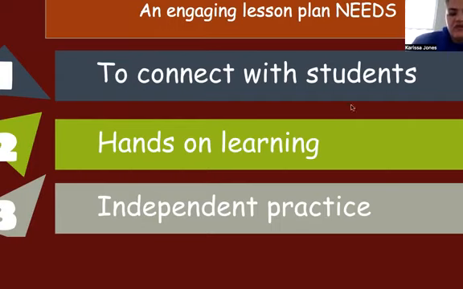So today, what I'm going to show you is a lesson that I did on comparing and contrasting using our reading curriculum. And I'm going to show you how I engaged my students and ways that you can connect my students with comparing and contrasting.